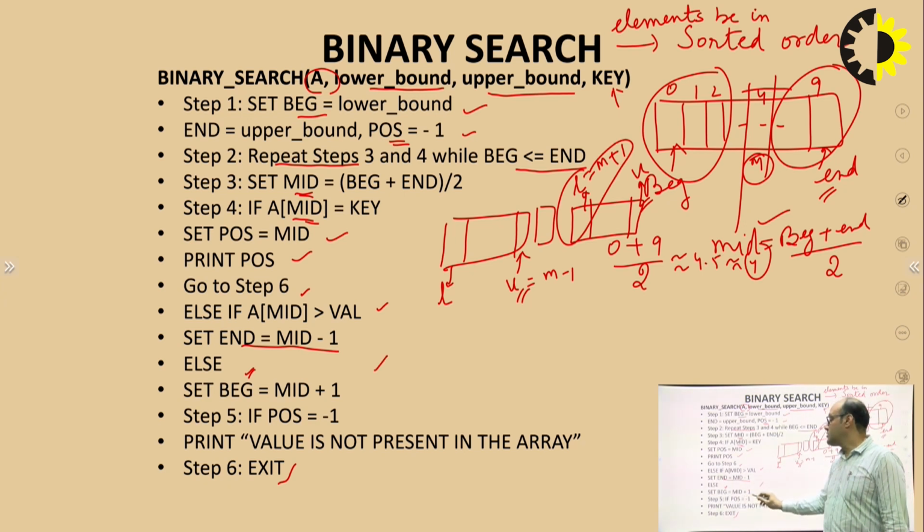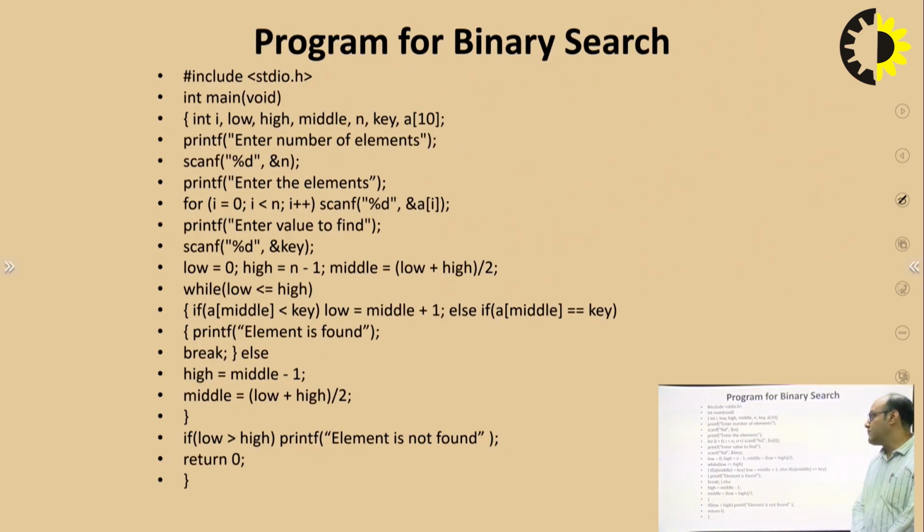Right? If position is equal to -1, then we will print the element is not present in the array. Right? So in this way, we implement the binary search. So this is the program of binary search.